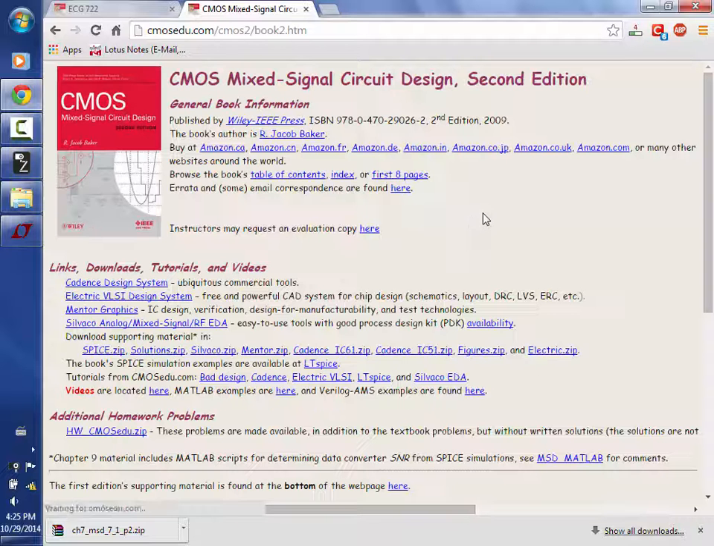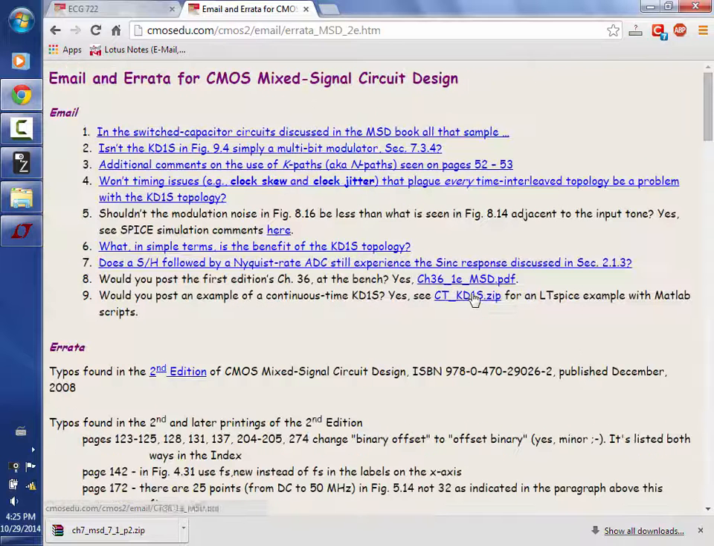I actually put some comments here just in case. Where was the example of the continuous time K delta? Yeah, right here in the errata, so you could see how to clock those switches. One example. So see the SPICE simulation comments here.